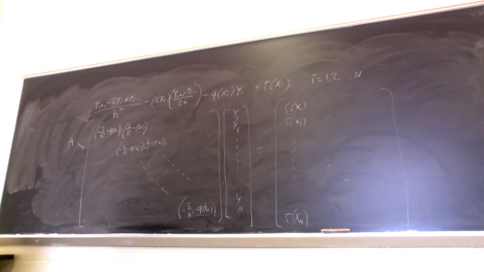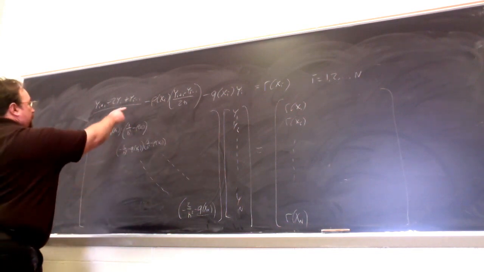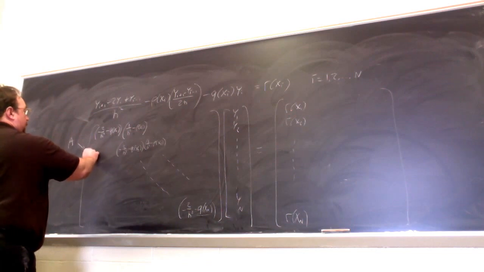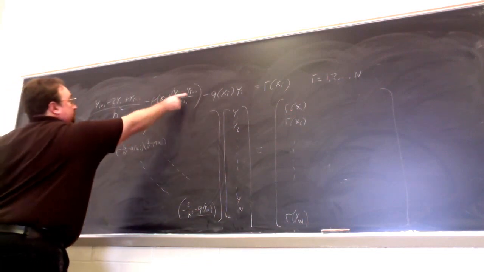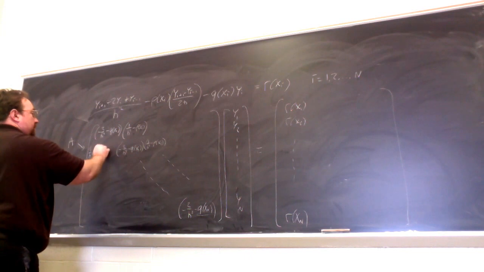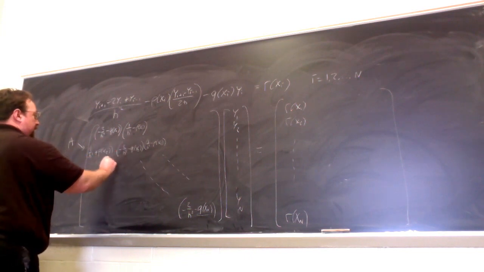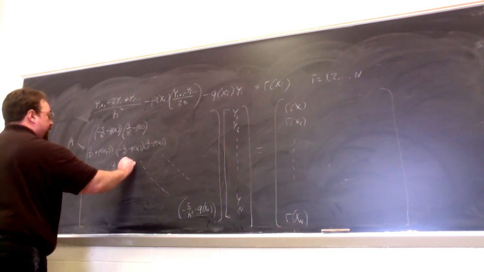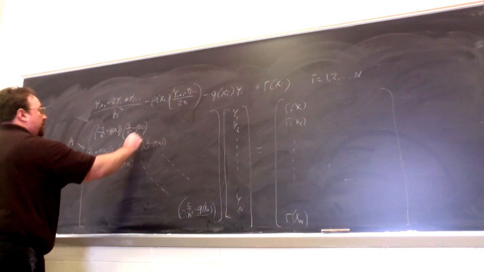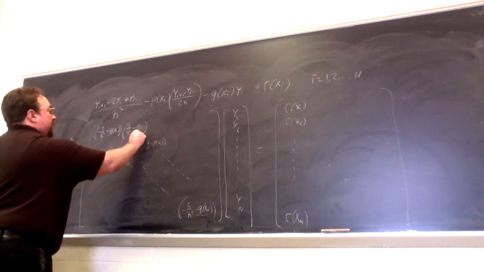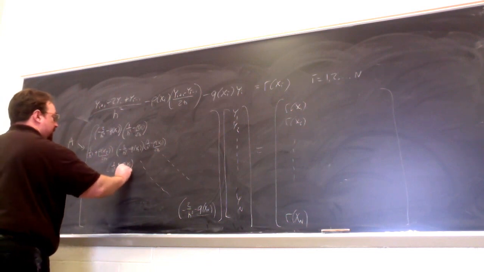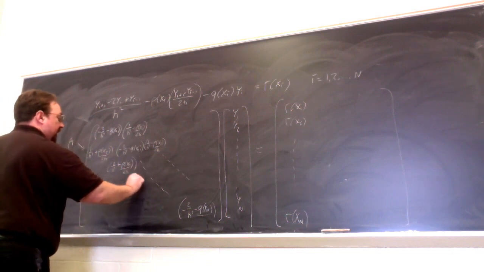And then anything multiplying yi minus 1 goes on the subdiagonal. So we have 1 over h squared plus p of x2, in this case. 1 over h squared plus p of x3. This is over 2h, sorry. Anything with p is divided by 2h. And so on.